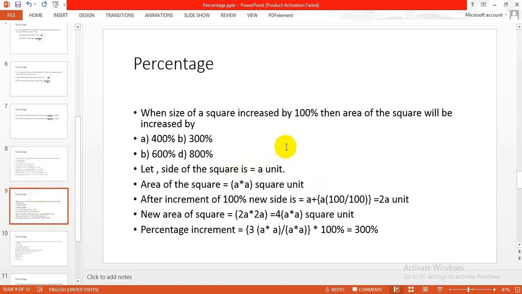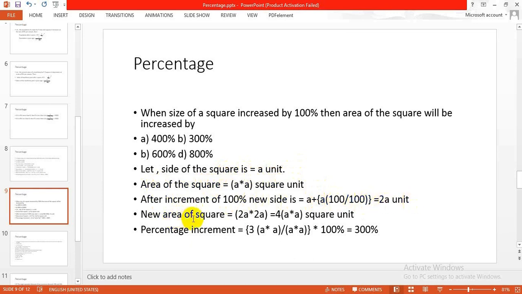Another problem. When the side of a square is increased by 100%, then the area of the square will be increased by: 400%, 300%, 600%, 800%. Let the side of the square be a unit. So the area of the square is a square unit. After an increment of 100%, the new side is a plus a into 100 by 100, that is equal to 2a unit.